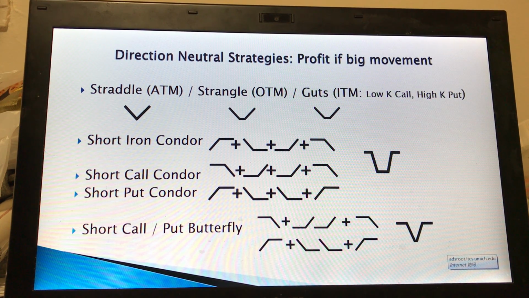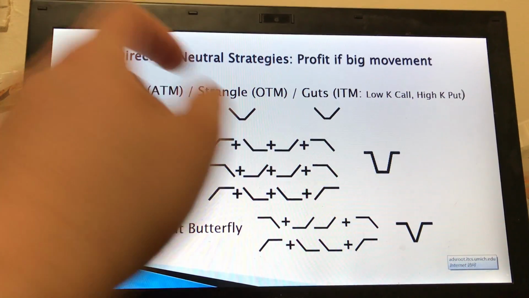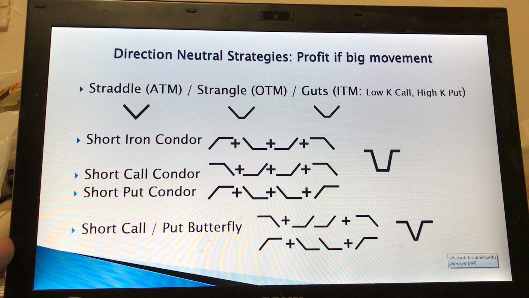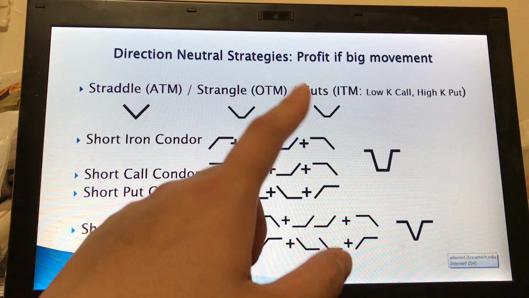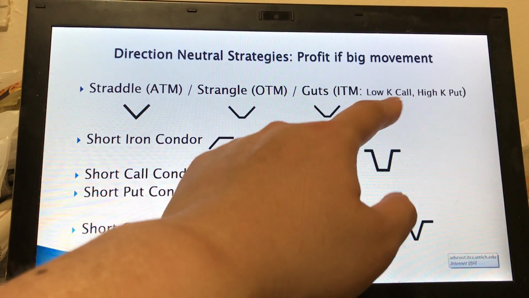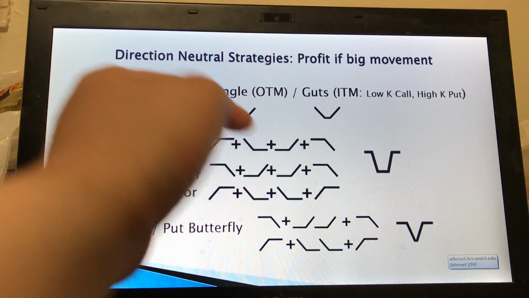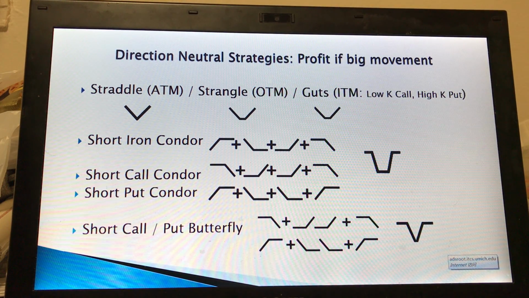The next category of strategies is direction neutral strategies, where you can profit if the stock makes a big movement, which consists of the straddle, strangle, and guts. These can be considered as brothers, since straddles are at the money, strangles are out of the money, and guts are in the money. So we are actually doing a lower strike on the call option and a higher strike on the put option.